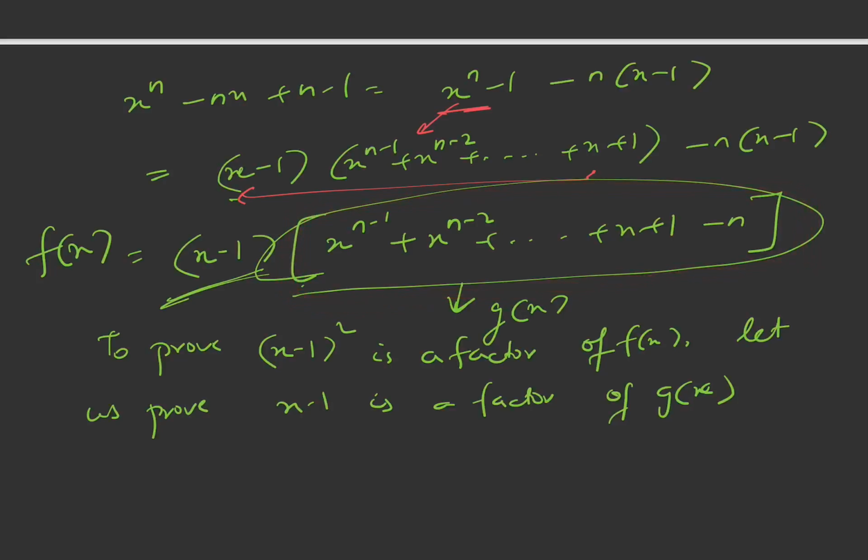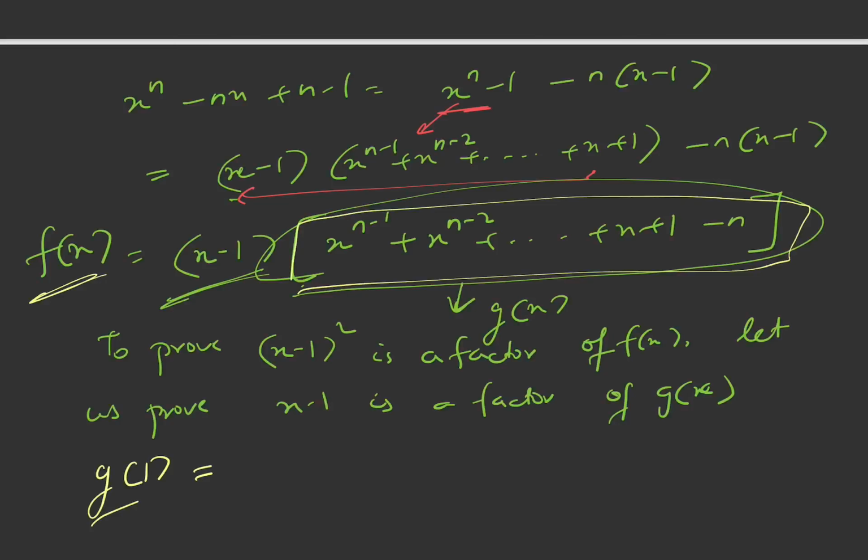So how will I prove that x - 1 is a factor of g(x)? I'll just compute g(1). If this turns out to be 0, then x - 1 is a factor of g(x). If this g(1) is not 0, then x - 1 is not a factor of g(x), right? And that will not be possible because he is asking us to prove that (x - 1) whole square is a factor. So definitely you will have x - 1 factor hidden in g(x).